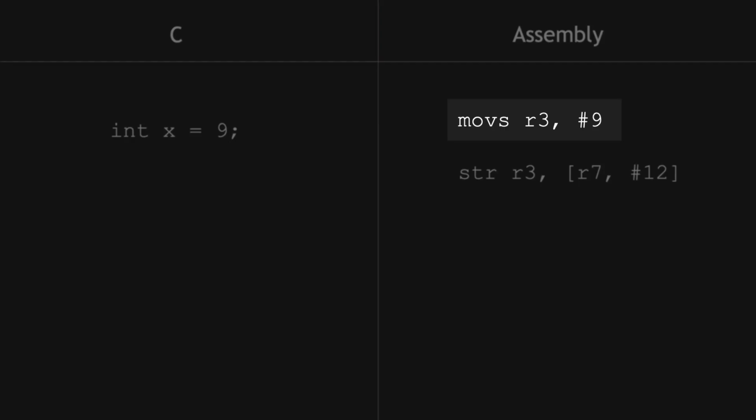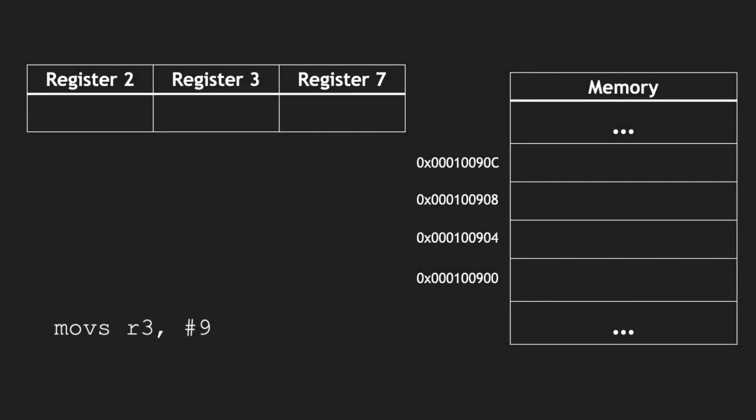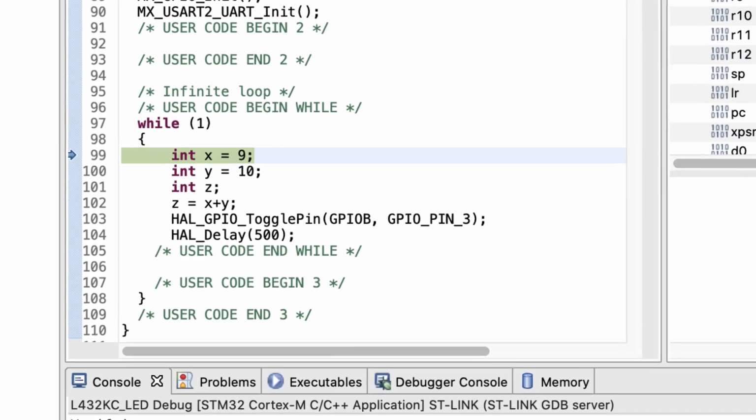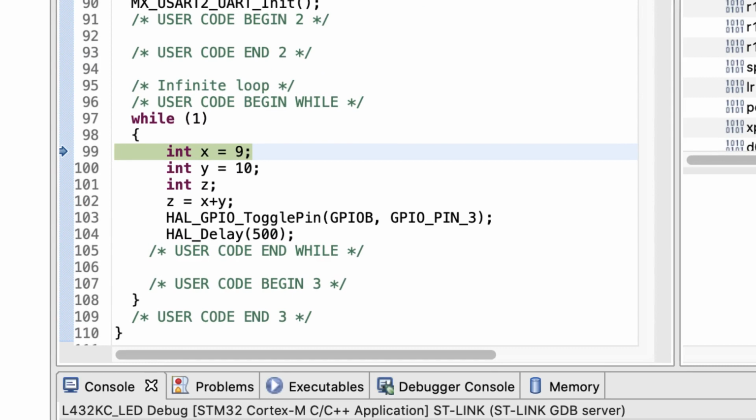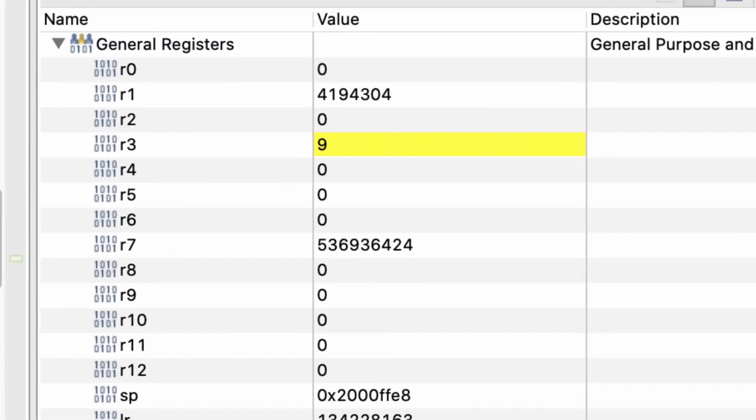The first one is a move instruction. This writes an immediate value, or hard-coded value, to the destination register. In our case, the destination register would be register 3. If we look at our debugger, we will find that the value 9 was written to the register after the equivalent C declaration was completed.